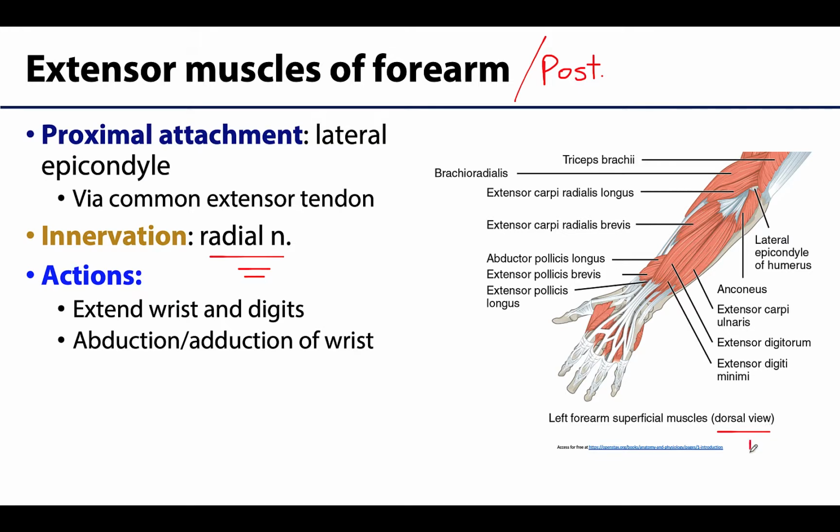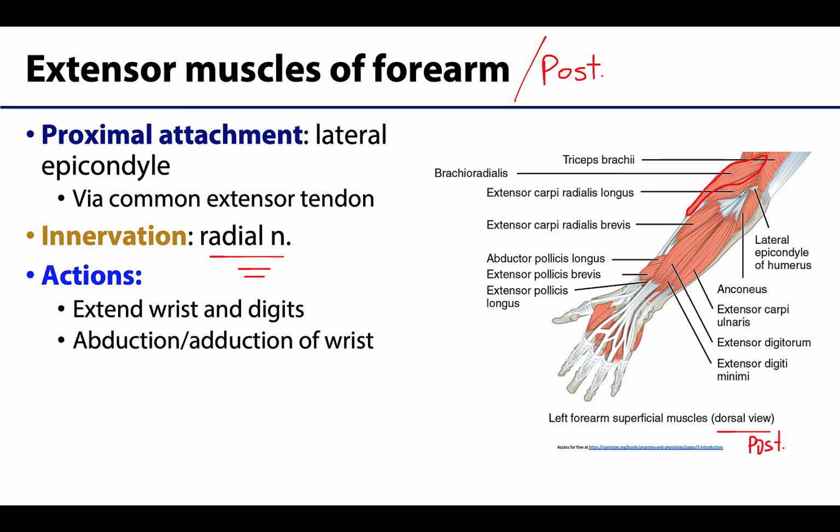So we have dorsal view, as again, I like to use the term posterior. You can see some of brachioradialis as well. So that's how large that muscle is. So you can see it a little bit on the extensor side or posterior side as well.